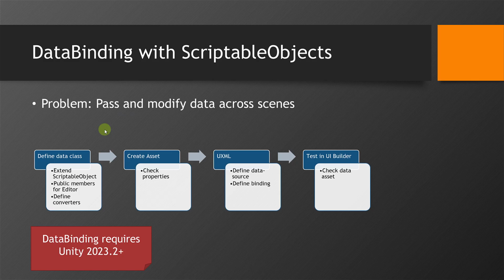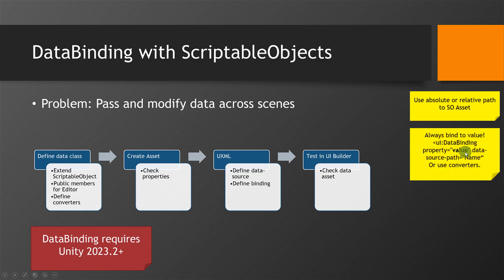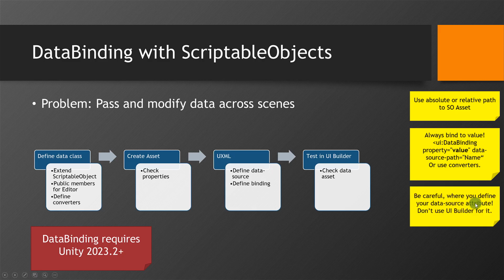Although this looks very simple, I ran into several problems, so I want to make you aware of them. First, use relative or absolute path to address your scriptable object asset. Don't use the code generation of the UI builder. Always bind to the value property, unless you're using any data converters, because it's the value of your field you're interested in. Be careful where you define your data source attribute, because relatively to this one, you can access this data source path.